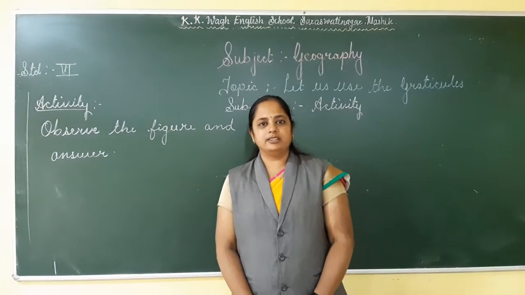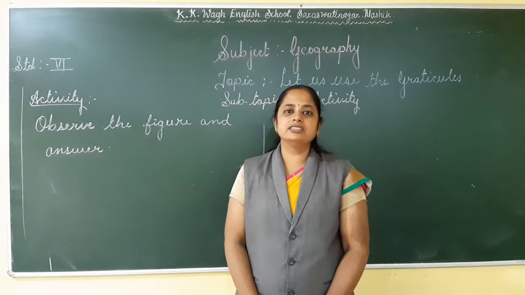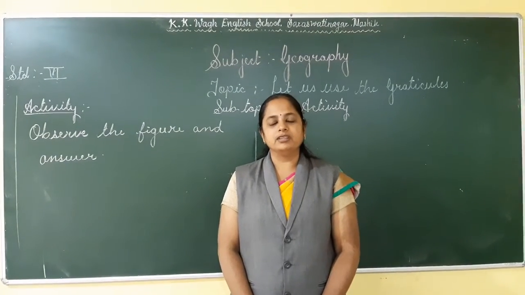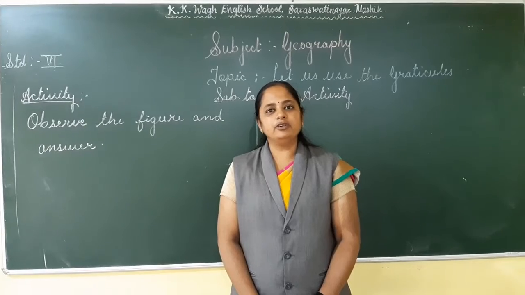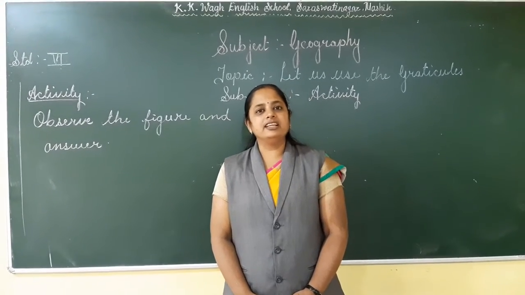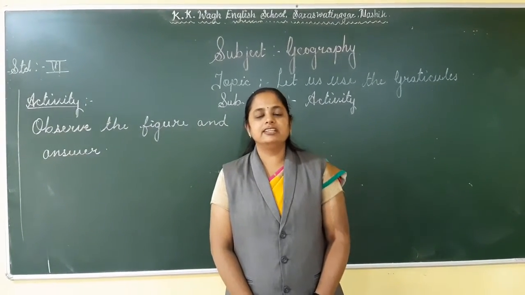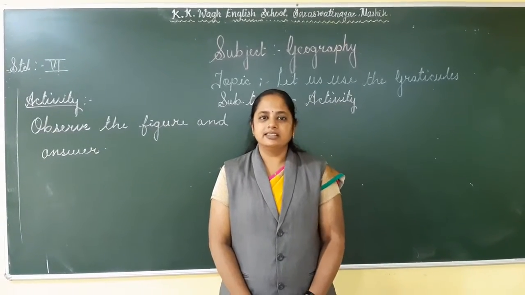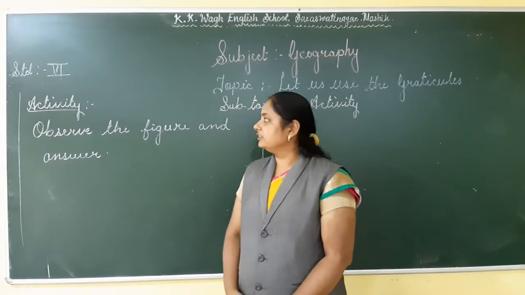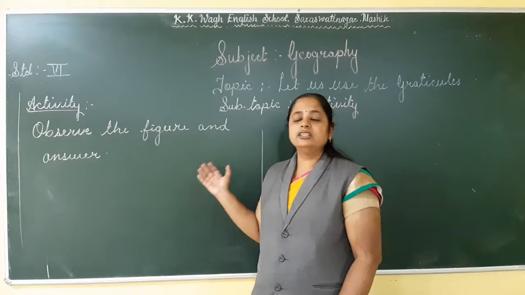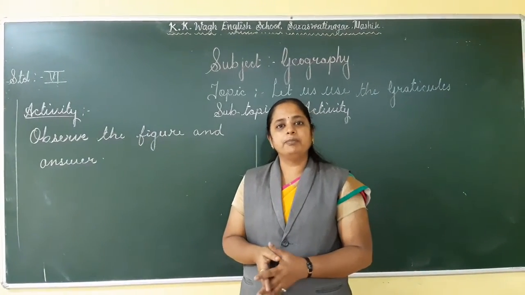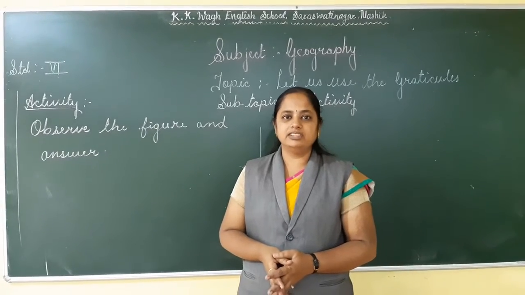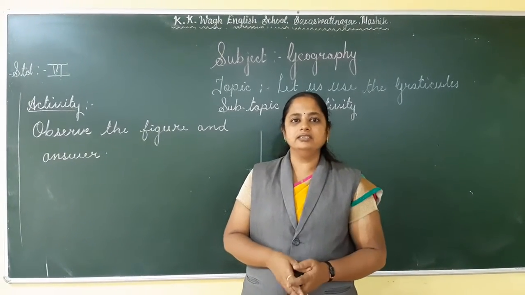Now what are the graticules? Graticules means the net which has been formed with the help of parallels of latitude and meridians of longitude. When they intersect each other, the net is formed, and that is a graticule. In this lesson, we are going to learn how, with the help of graticules and a globe, we can find a place on the earth.